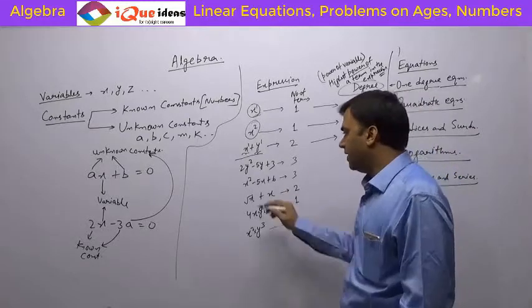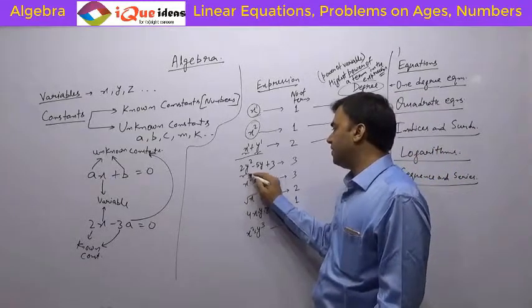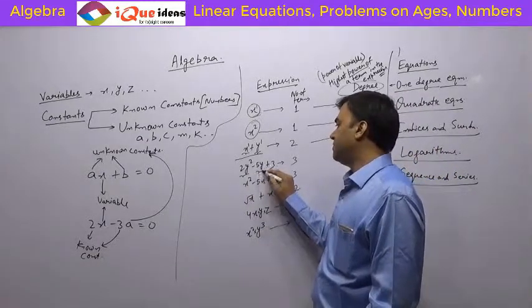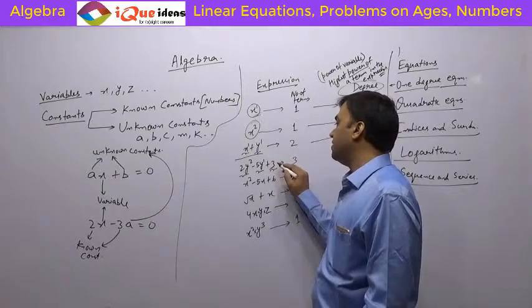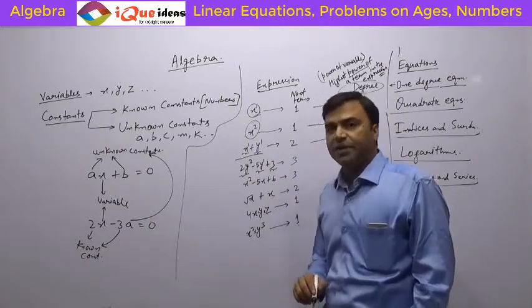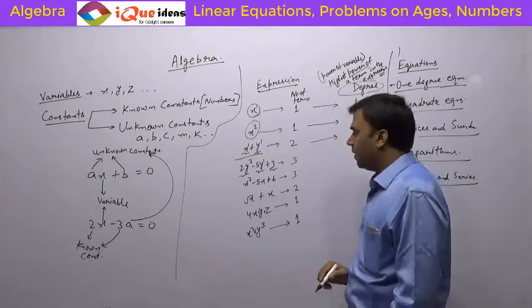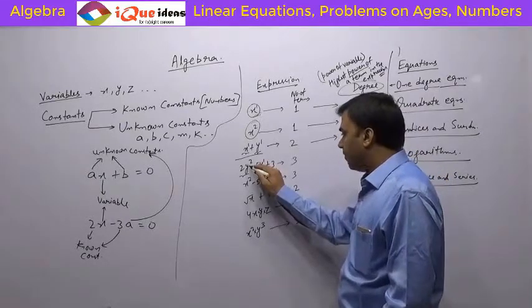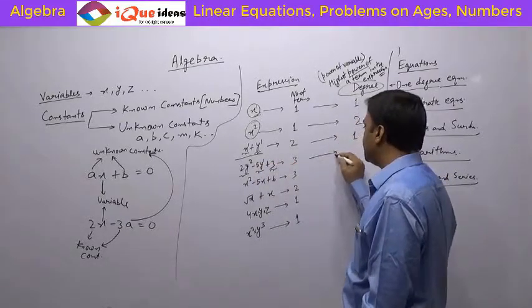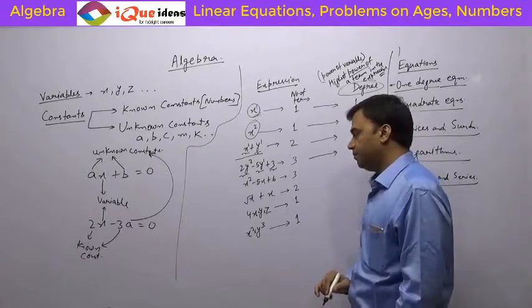What about this one? Look at the power of this term. This is 2. Power of this term is 1 and power of this term is 0. See, if something is not there, we will assume that the power is 0. Alright. So out of power 2, power 1, power 0, the highest is 2. So it is a 2 degree expression.